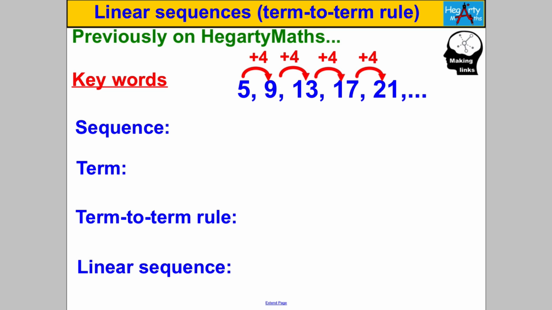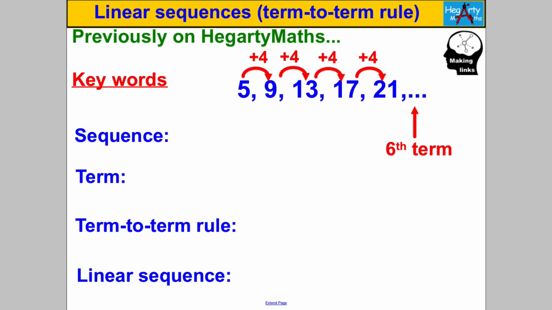Why is that useful? Well, it's really useful to know the term-to-term rule because you can predict what the next term in the sequence is going to be. If I asked you what the 6th term is going to be here, you know you've just got to take this term here, 21, and add 4 to it to continue on the sequence, and you know you're going to get that the 6th term is actually 25.